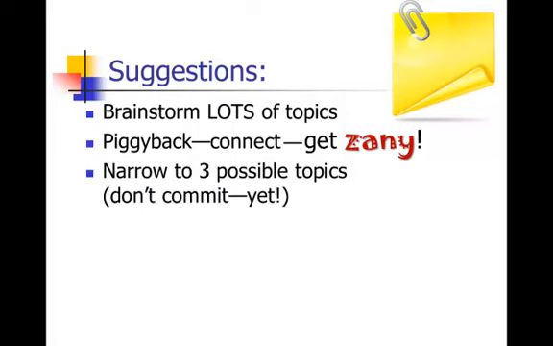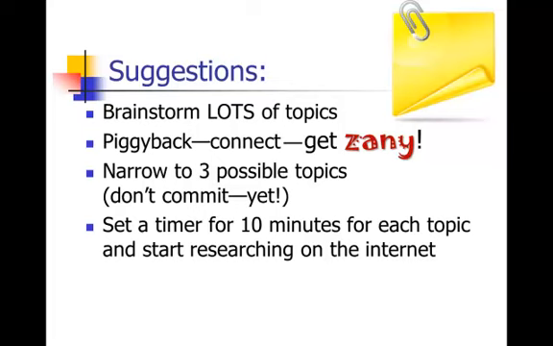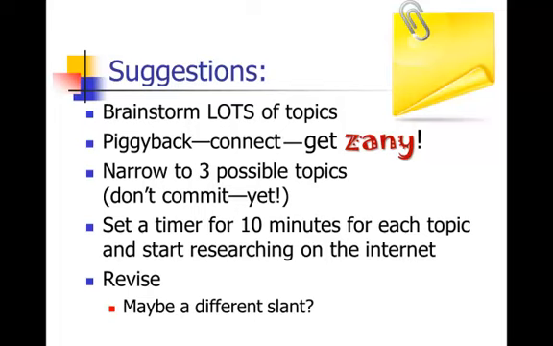Then you want to narrow it down to 3 possible topics, but do not commit yet. These are possible topics. Set a timer for 10 minutes for each of those topics, and then start researching on the internet. So set aside 30 minutes to research each of those topics. You may find one of these that's interesting. You also may find that you will have to revise it. Perhaps you need to take a different slant on it. Or there's more information than you thought. You'll need to narrow it down.